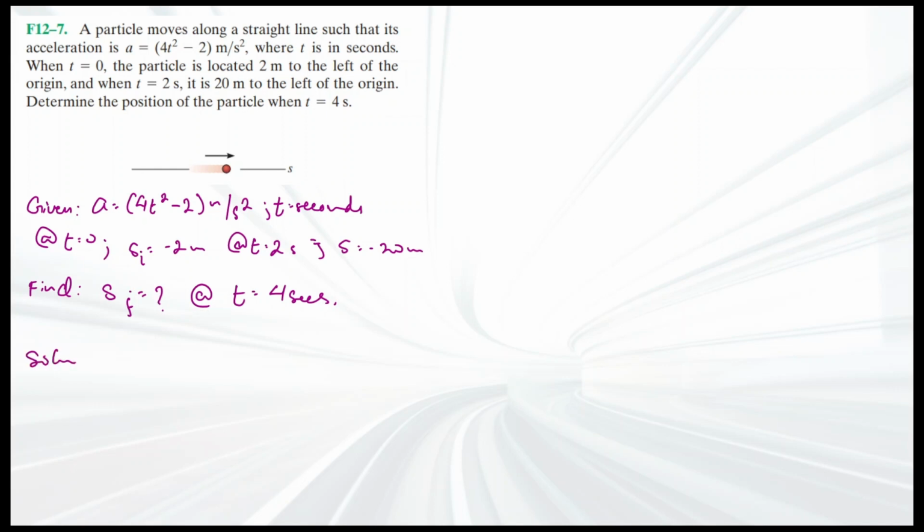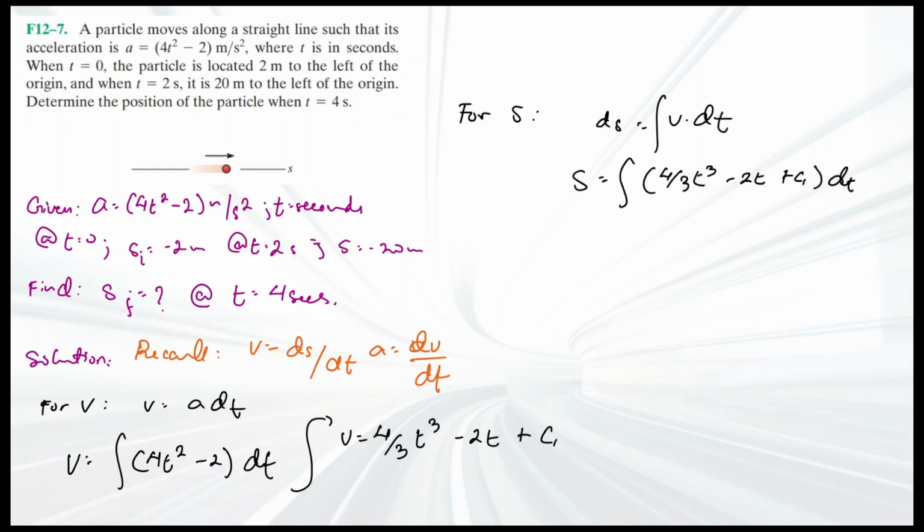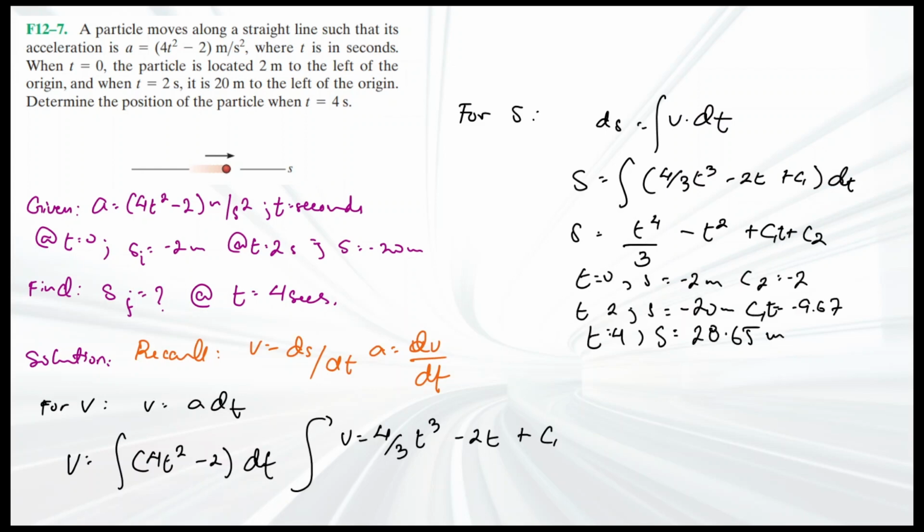All we have to do here is recall this equation: the velocity is the change in position with respect to time, and the acceleration is the change in velocity with respect to time. First we're going to get v, so we're just going to integrate that. Your usual integration, so this is integration with no limits. And then we're going to go with s, integrate that. There you go. Now we're just going to plug in the values. When t equals 0, s equals negative 2 meters, giving C2 equals negative 2. And when t equals 2, s equals negative 20, C1 equals negative 9.67. Then t equals 4 seconds will give us s equals 28.65 meters. I think there's a typo here. Okay?